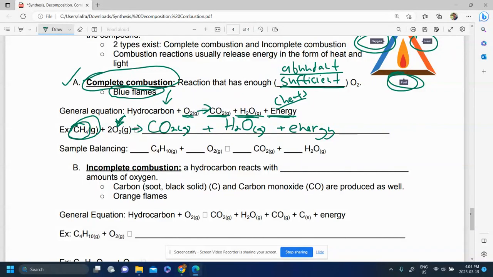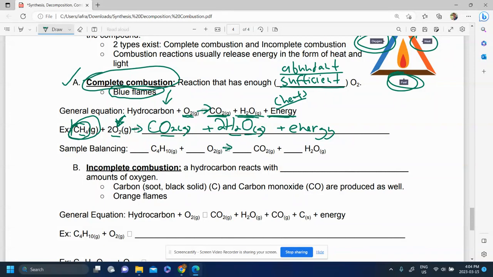So if I were balancing this reaction here, let's see, I need 2 here to get 4 oxygens. And then that would be also 4 H's, 1 C. Here it's balanced now. So we have 1 C, 1 C. We have 4 oxygens, 4 oxygens. We have 4 H's, 4 H's.